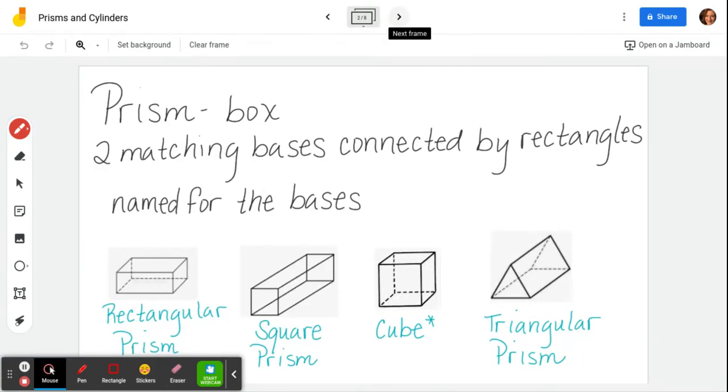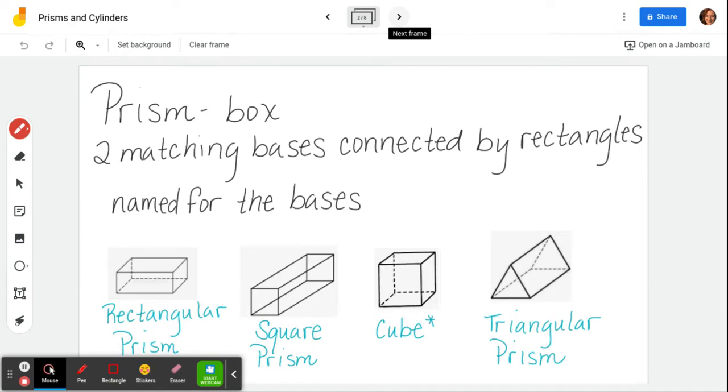A prism is like a box. Think of it like a shoebox. In a prism, you're going to have two matching bases. The bases aren't necessarily going to be what it's standing on, because it could be laying on its side. But the bases are the two that are identical. They're parallel to each other like train tracks, and they are identical to each other.